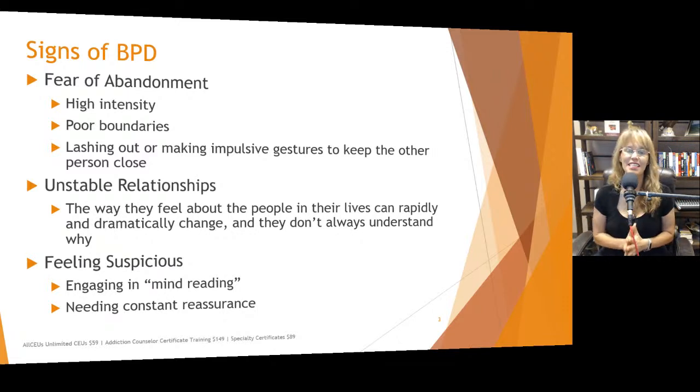Going along with all of this is unstable relationships. When you have this fear of abandonment and there's a lot of manipulation and overt high intensity, it's really hard to have a stable relationship. And in these unstable relationships, the way the person feels about their significant others can rapidly and dramatically change on a dime. They will either love you or they will hate you. And there is often no middle ground. You are either their savior or you are the devil. There is really very, very rarely any middle ground.